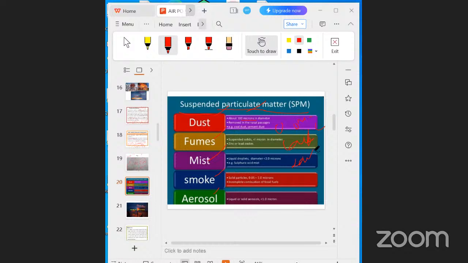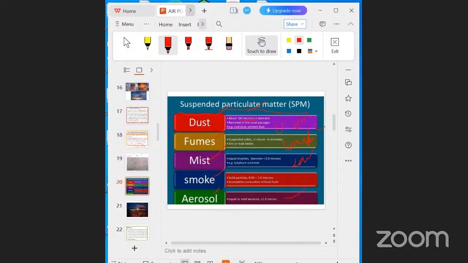Smoke can be defined as particles produced by incomplete combustion of fossil fuels. Generally the size of the particles is less than 1 micron, or 0.05 to 1 microns.